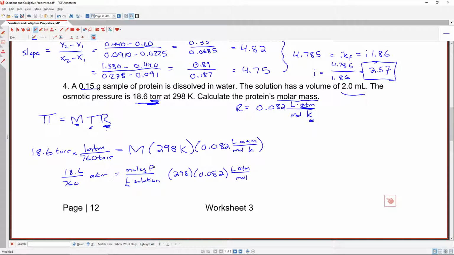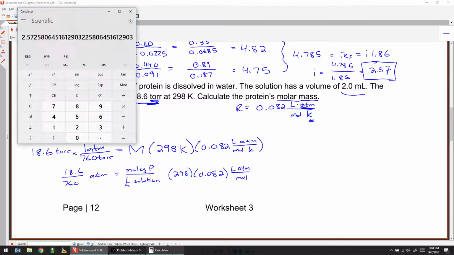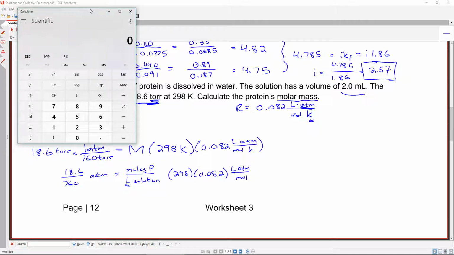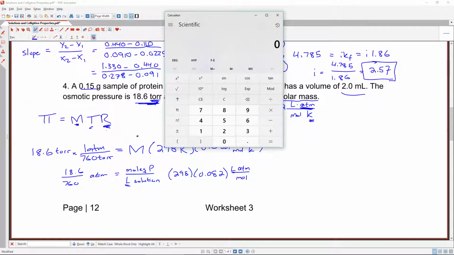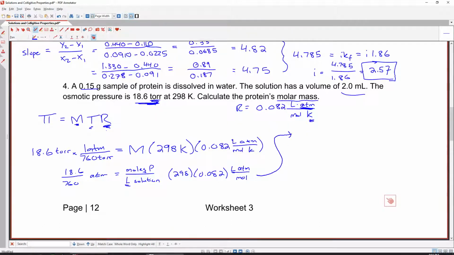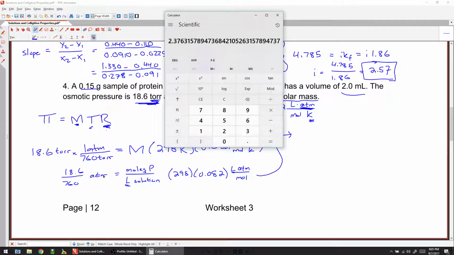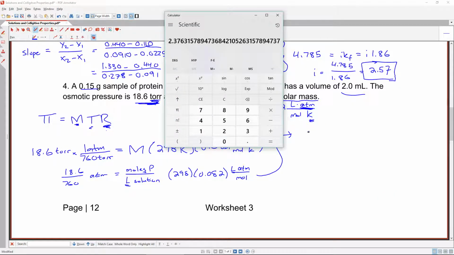Let's run these through a couple of calculators. Yeah, that makes sense, right? Let's clean up some of these numbers. 18.6 divided by 760. And I'm going to move this up here. All right, so that's 2.38.